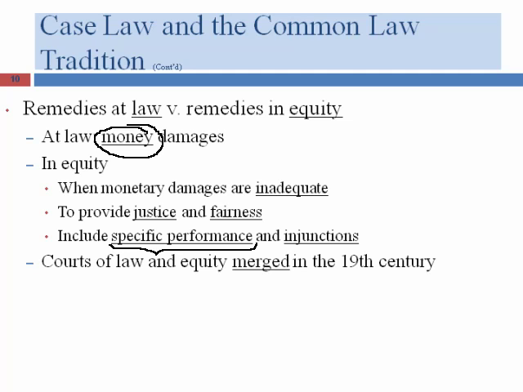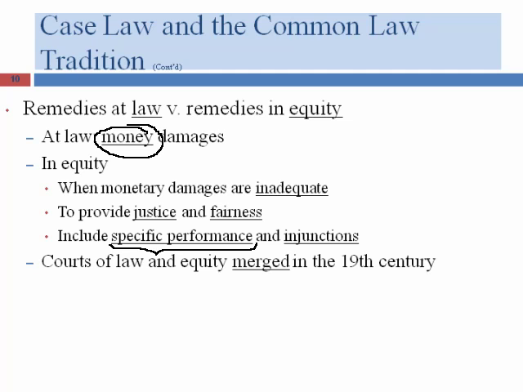That trend was beginning to happen in the United States and elsewhere, and I think rather wisely our founding fathers decided not to even have two systems of courts initially, that we merged courts at law and courts at equity from the very beginning. So in fact, they weren't really merged here. It was always in one court system.